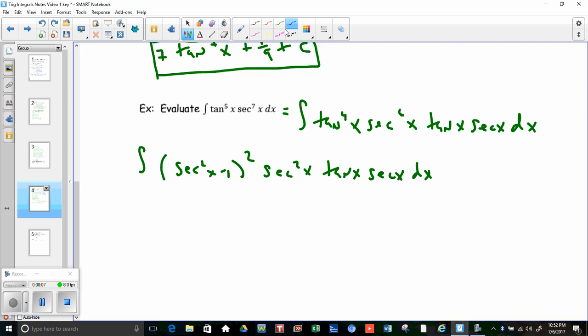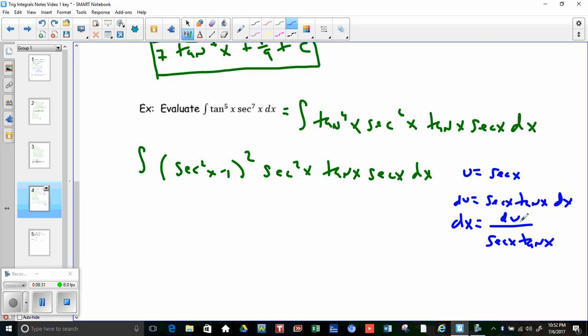So now we'll do our u substitution. U is going to be secant x, which means du will be secant x tangent x dx, and then therefore dx will be du over secant x tangent x. Alright, and I realize again some of you do not write this step, and that's fine if you don't, as long as you can do the algebraic portion of this correctly, you're fine.